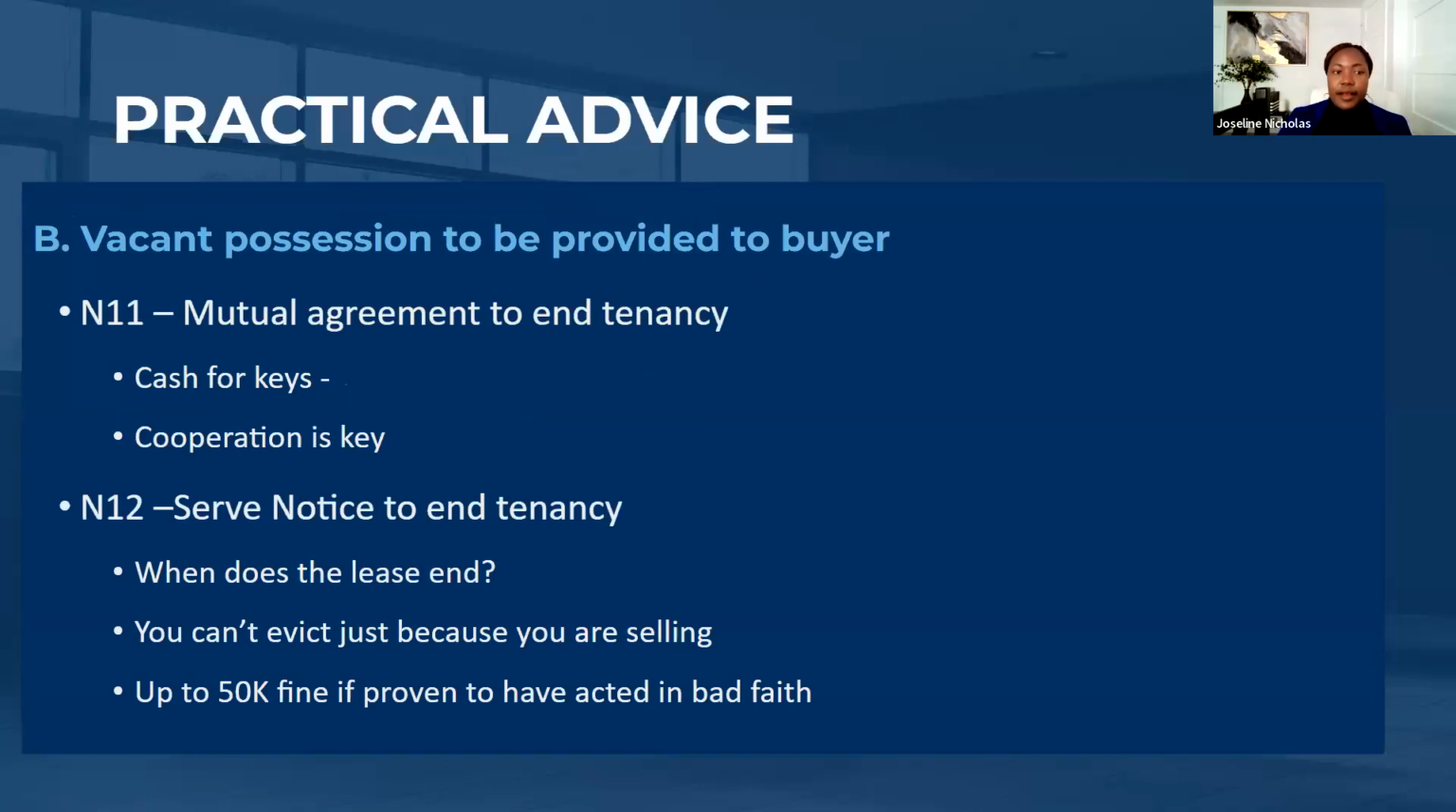Another scenario, as I was saying, is to provide vacant possession, and there's 2 ways to provide vacant possession. One way is using the N11, which is a mutual agreement to end the tenancy. Some people call it cash for keys. And in this situation, as I was saying, cooperation is key. You have to make sure that you're working with the tenants.